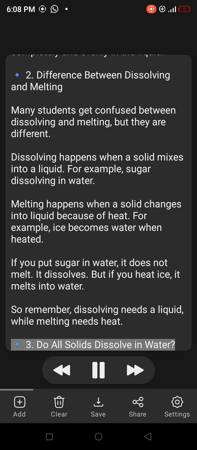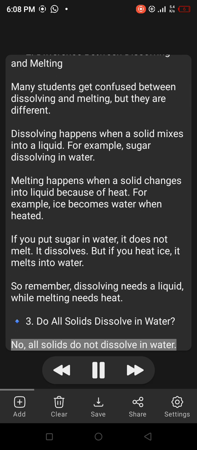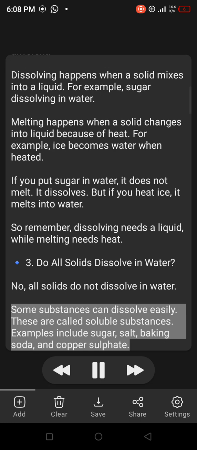3. Do all solids dissolve in water? No, all solids do not dissolve in water. Some substances can dissolve easily. These are called soluble substances. Examples include sugar, salt, baking soda, and copper sulfate.